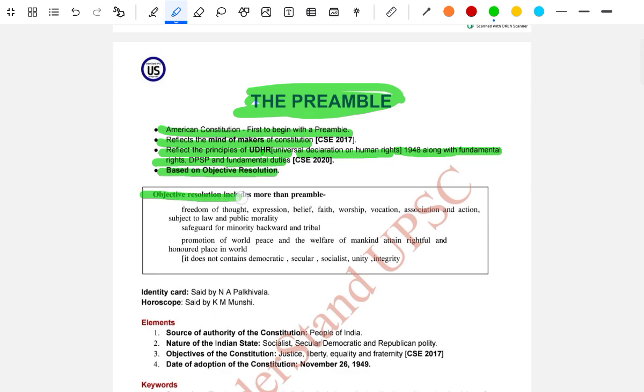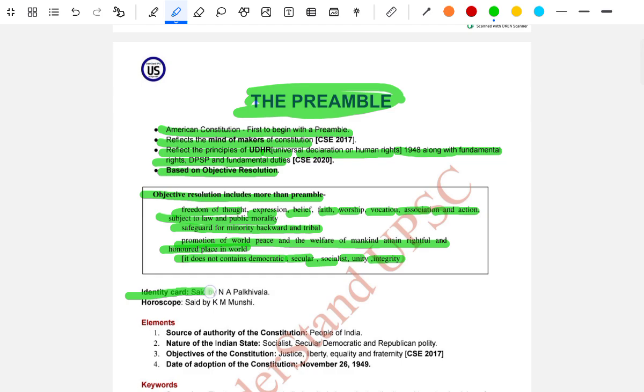The Objectives Resolution includes more than the preamble: freedom of thought, expression, belief, faith, worship, vocation, association and action, subject to law and public morality. Safeguards for minorities, backward and depressed classes. Promotion of world peace and the welfare of mankind, to attain a faithful and honored place in the world. It does not contain the words democratic, socialist, and unity and integrity.